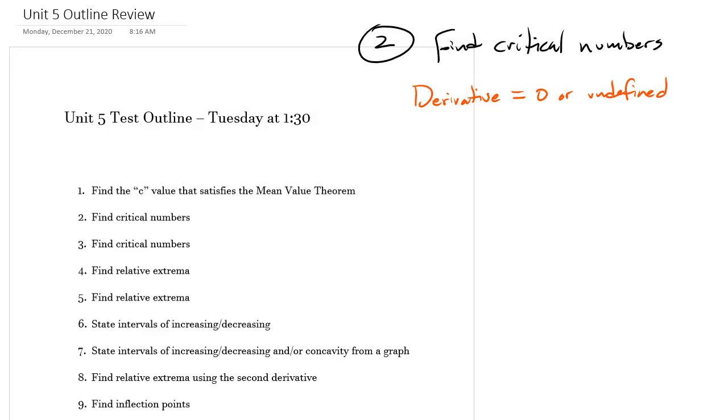Okay, now the derivative equal to 0, I think most of you guys have that part down pretty well. I think some of you get a little bit confused on the derivative undefined part. And I could be wrong. Eric, do you think you could enlighten some people on what the derivative being undefined means? That absolutely is true. So an undefined slope would mean straight up and down.